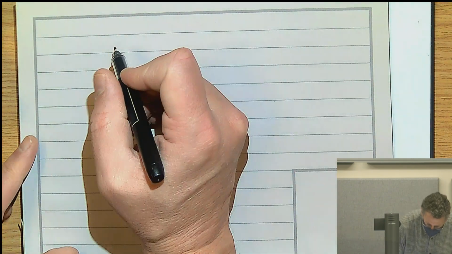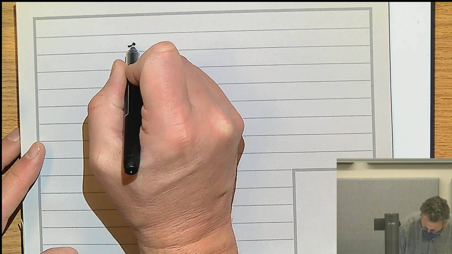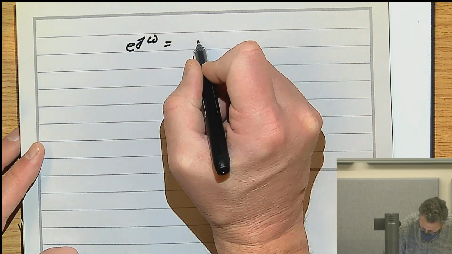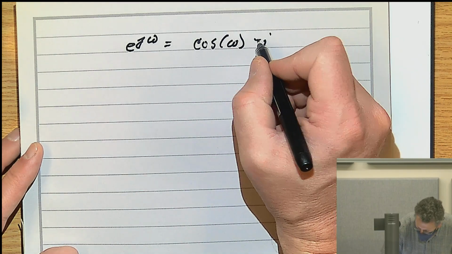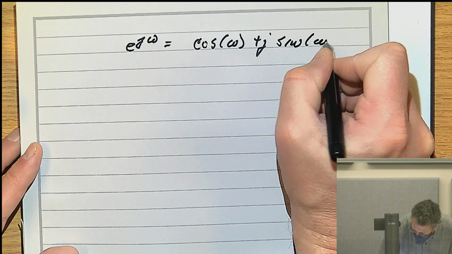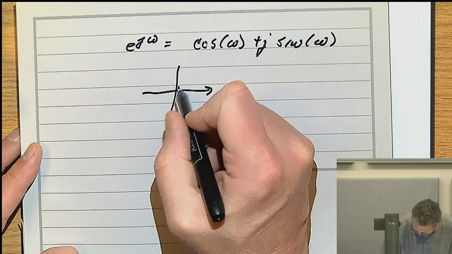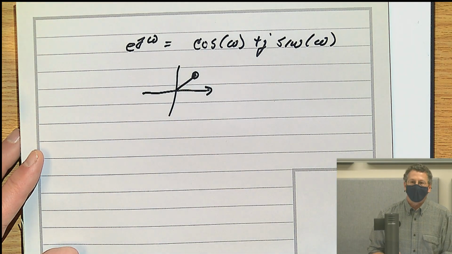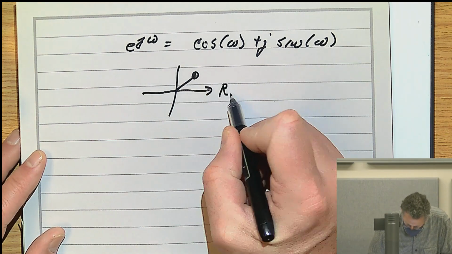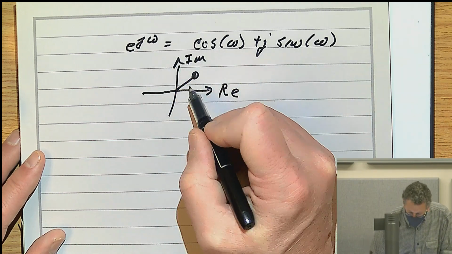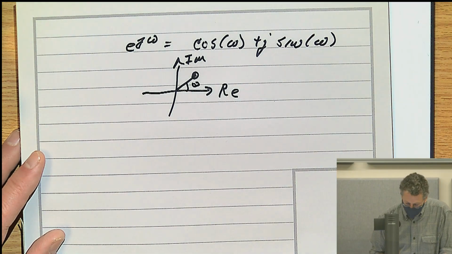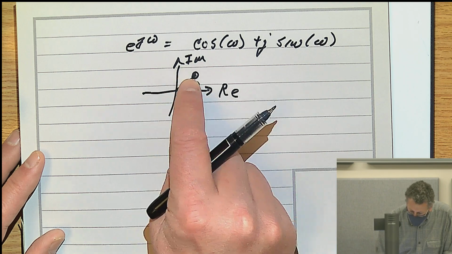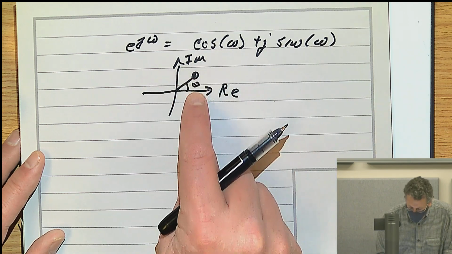You have e to the j omega equal to cosine of omega plus j times the sine of omega. You know that's true because if you draw this coordinate system, e to the j omega looks like this. This is real and this is imaginary. It's a unit vector with angle omega. In fact, I could have made that a theta, maybe that would be more intuitive. The imaginary component is going to be the sine, and the real component is the cosine.